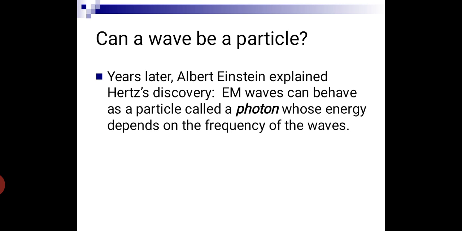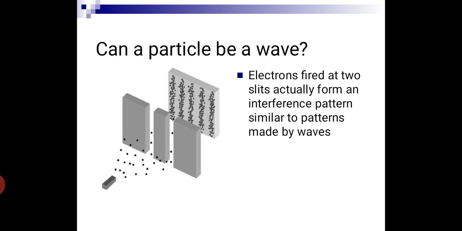Reverse is also true. In later years, Albert Einstein explained Hertz's discovery. Electromagnetic waves can behave as a particle called a photon, whose energy depends upon frequency of the wave. As we say, reverse is also true. Particle can be a wave. Yes or no?